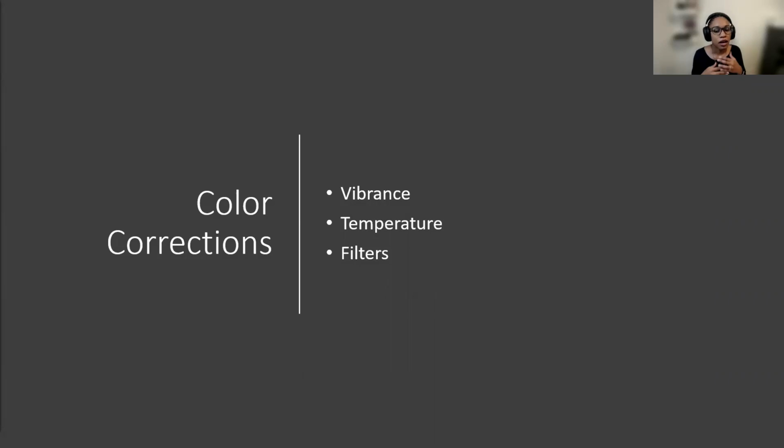Temperature adjusts how warm or cool colors in the image appear. In general, a warmer temperature will look more red or orange in an image, while a cooler temperature will look more blue.